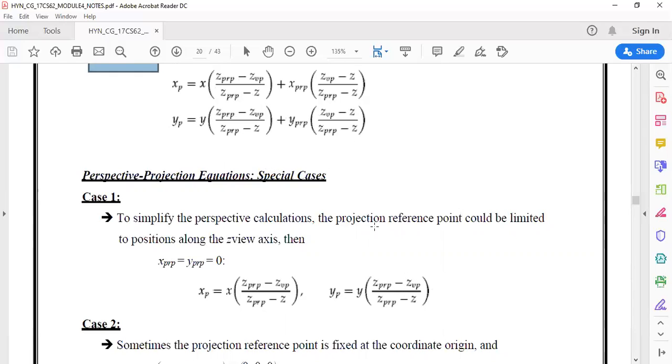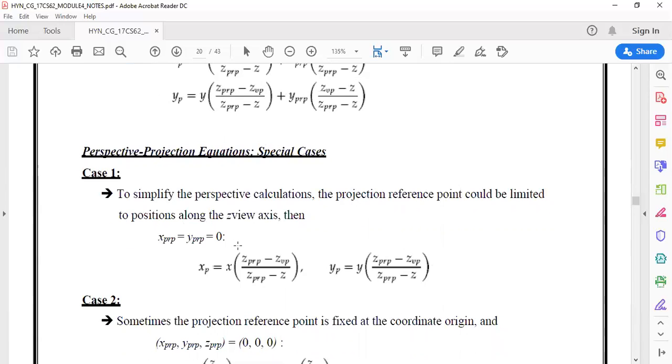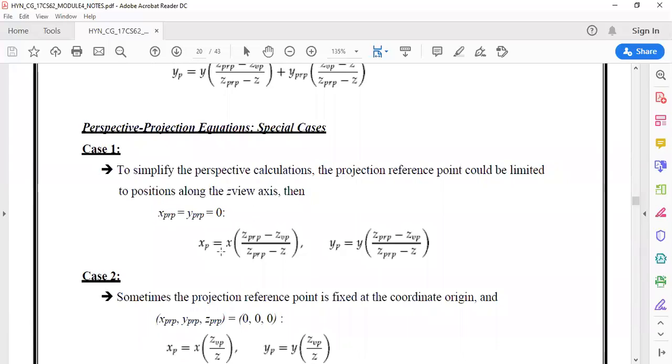So we are considering that the projection reference point is along the z view axis. If I take it along the z view axis, then my x projection and y projection reference points are equal to 0.